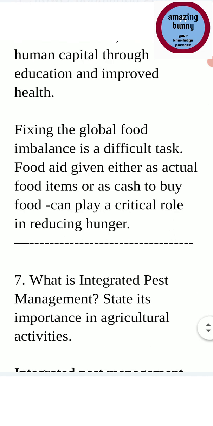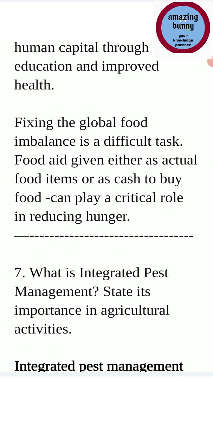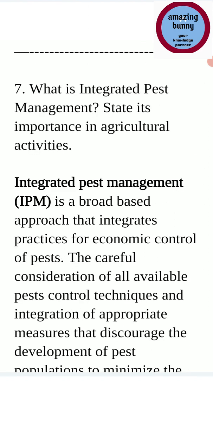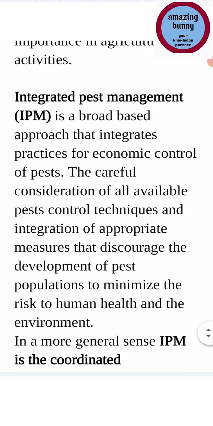Fixing the global food imbalance is a difficult task. Food aid given either as actual food items or as cash to buy food can play a critical role in reducing hunger. What is integrated pest management? State its importance in agriculture activities.